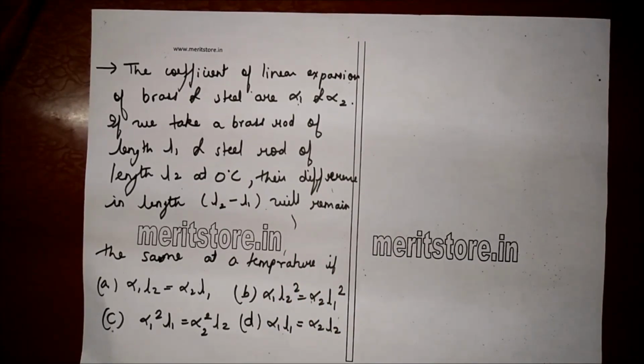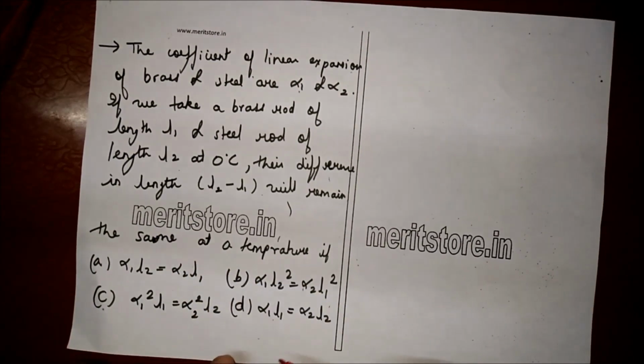Coefficient of linear expansion of brass and steel are alpha 1 and alpha 2. If we take a brass rod of length small l1 and steel rod of length small l2 at 0 degrees Celsius, their difference in lengths l2 minus l1 will remain the same at a temperature if, here are the relations.